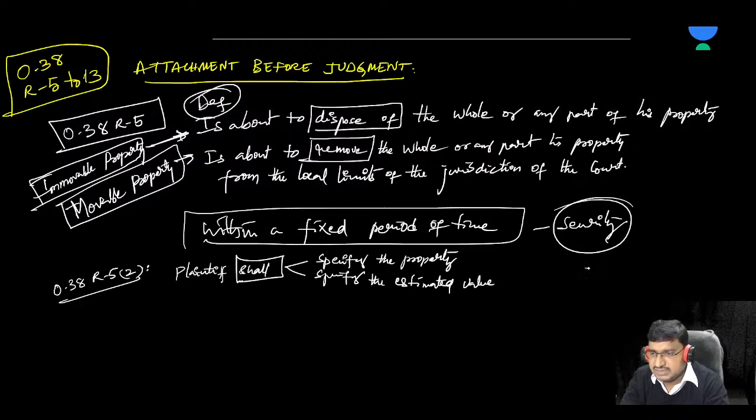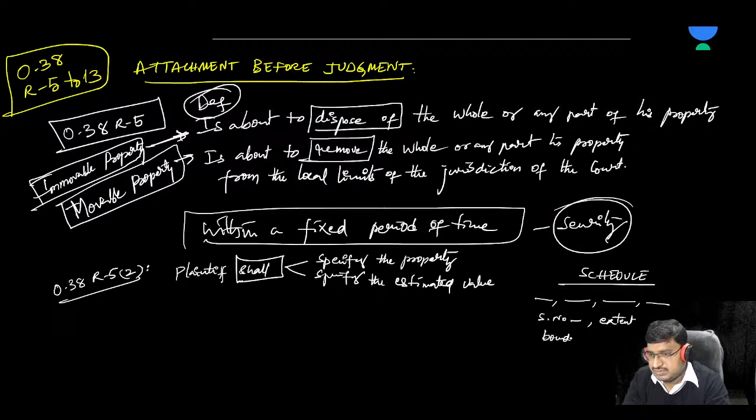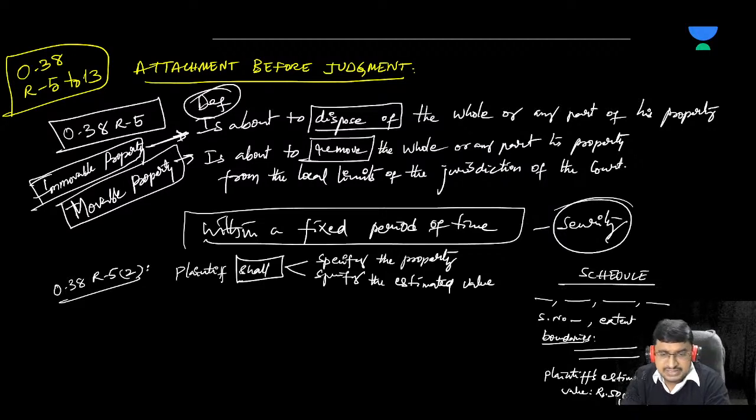Estimated value of the property. Generally the schedule: Kadapa district, Kadapa sub-district, within Kadapa corporation, survey number, extent, boundaries, or other stipulations like easementary rights, etc. Here, plaintiff's estimated value or petitioner's estimated value of the property, rupees 50 lakh, etc. Generally, this shall be specified by the plaintiff in his petition.